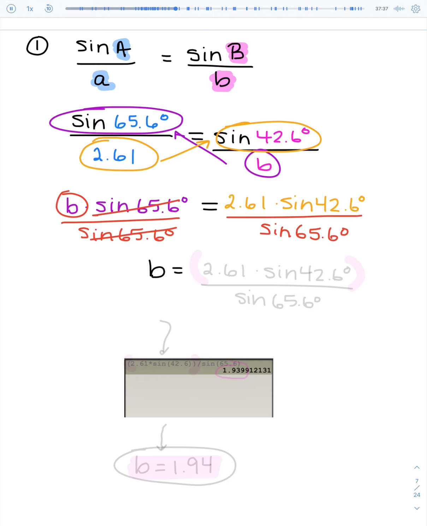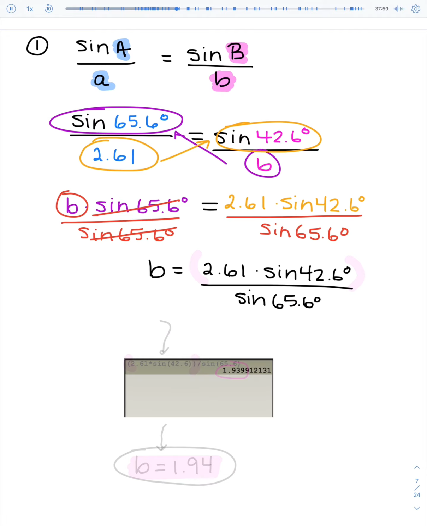So dividing both sides by sine of 65.6 degrees, because that's just a number, will give me that side b, the thing I'm looking for, is this messy thing: 2.61 times sine of 42.6 degrees all over sine of 65.6 degrees. Notice two of our angles here are both in degrees, so we need to be in degree mode when we use our calculator to figure out what b is.